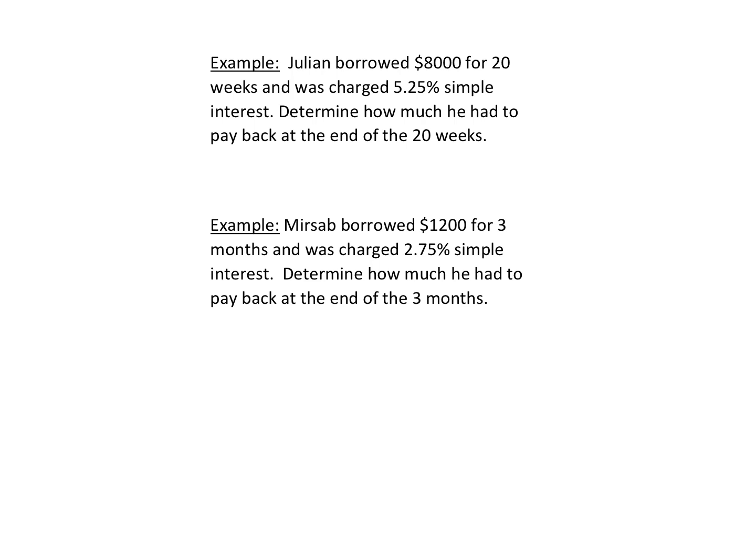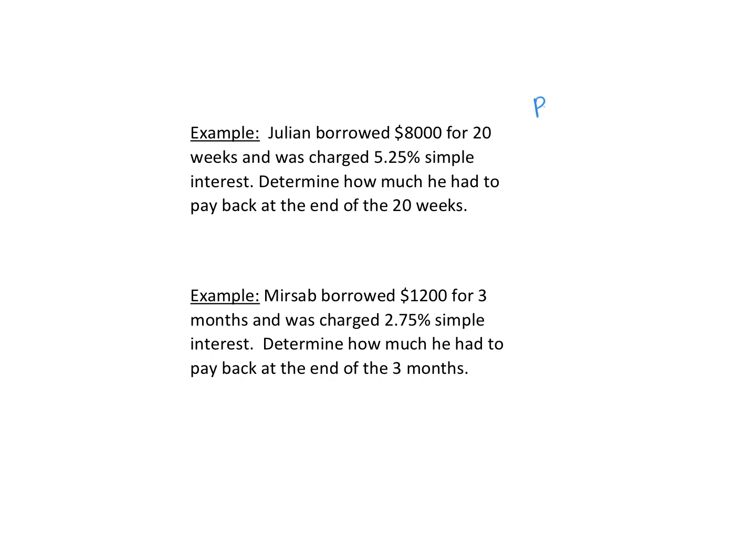Julian borrowed $8,000 for 20 weeks and was charged 5.25% simple interest. How much did he have to pay back at the end of 20 weeks? So the principal is the $8,000 that he borrowed. The rate is 5.25%. So if I divide that by 100, I get 0.0525.